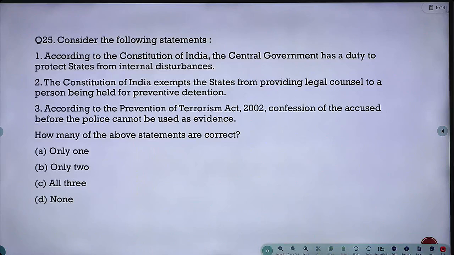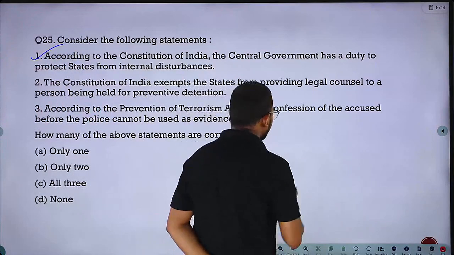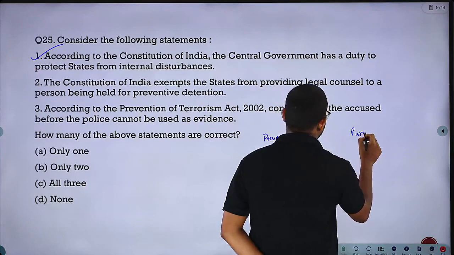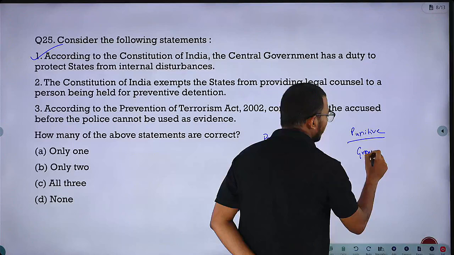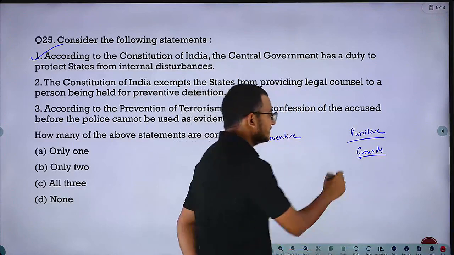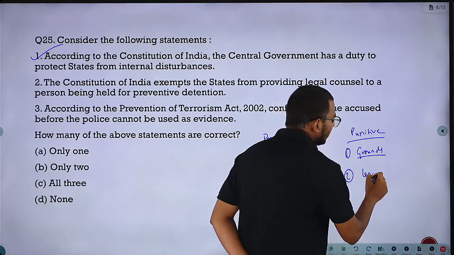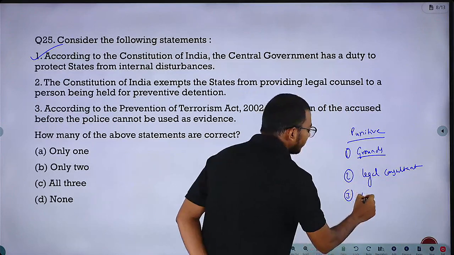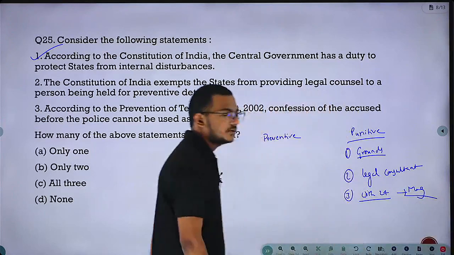The Constitution of India exempts the state from providing legal counsel to a person being held for preventive detention. So this is a correct statement. See, we have two types of state detentions. One is preventive, second one is punitive. In the punitive, whenever you are arrested, you have some rights. You need to know the grounds of your arrest. Second, you are allowed to consult your legal consultant, which means your advocate. And third, within 24 hours you need to be produced in front of a magistrate.